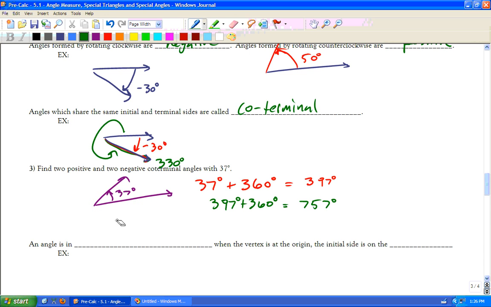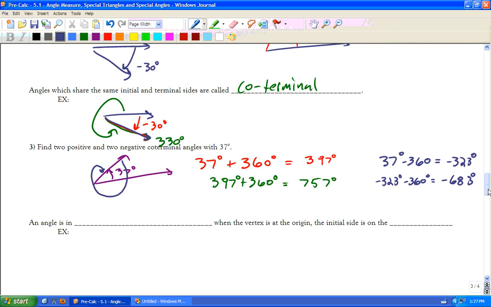Now, looking at the negatives though, rather than rotating counterclockwise, we're going to rotate back clockwise. Which means instead of going 37 plus 360, we're going to go 37 minus 360, yielding us negative 323 degrees. We can take negative 323 degrees and rotate it back another full circle, which would give us negative 683 degrees.